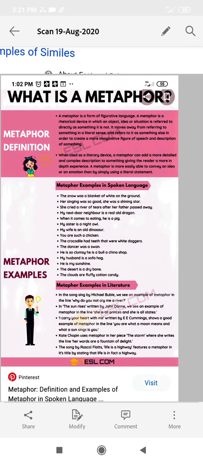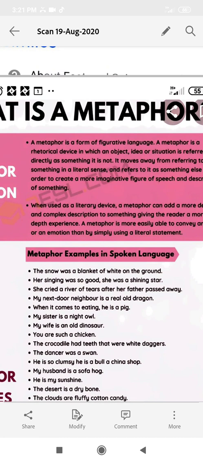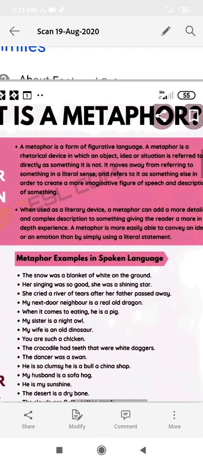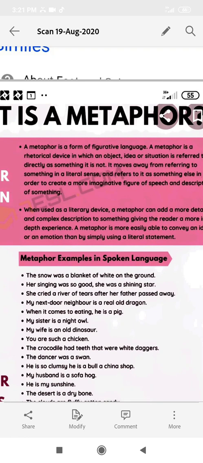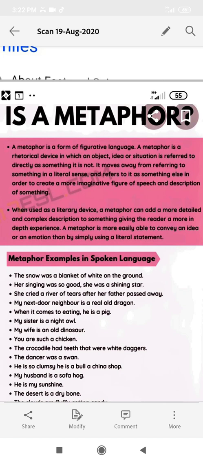Okay, but there are some differences between them. Let's see what is different and what is similar in metaphor and simile. Let's see at first the definition. A metaphor is a form of figurative language. A metaphor is a rhetorical device in which, so no need to write these two lines. Write from the second line from here. For the definition you have to write from the second line from here.